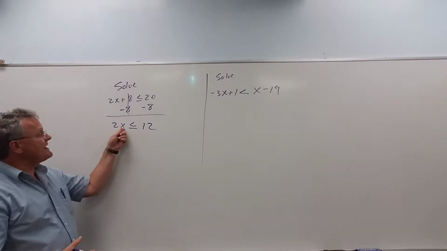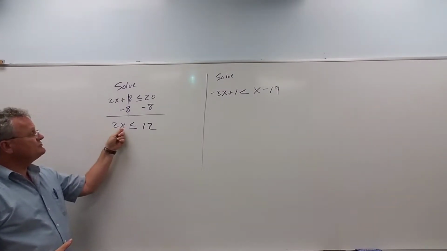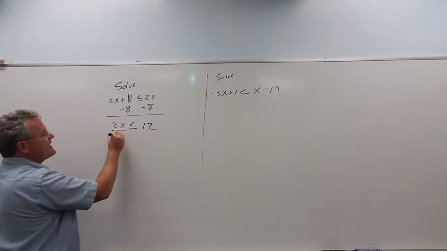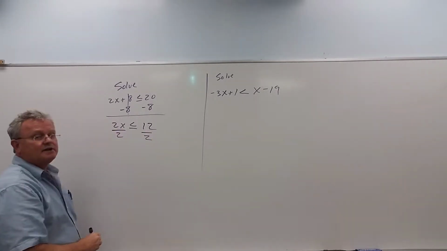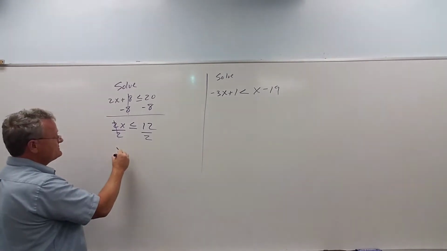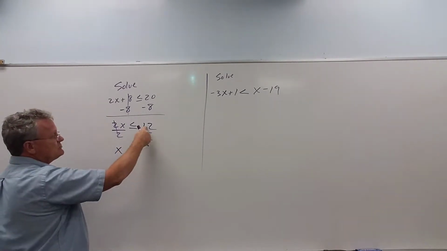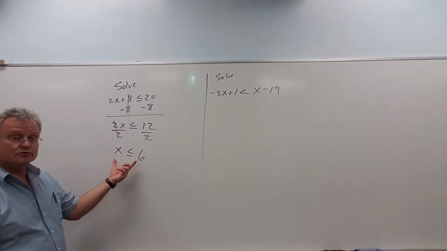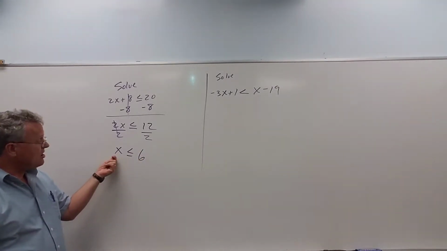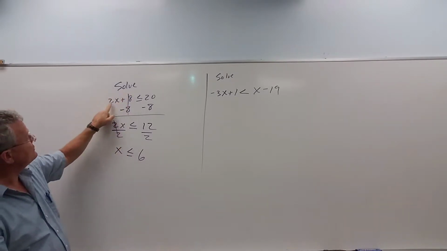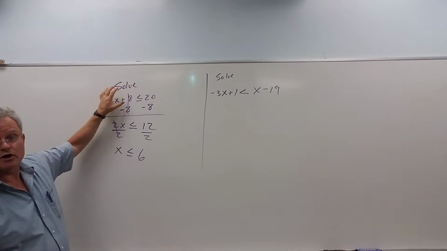Again, to get x by itself, these two things are multiplied. The opposite of multiplying is dividing. So we divide by 2. 2 over 2 is 1, and 1 times x is x. 12 divided by 2 is 6. So there's our solution. All the numbers less than or equal to 6, when I plug them in the original problem, it's going to work.